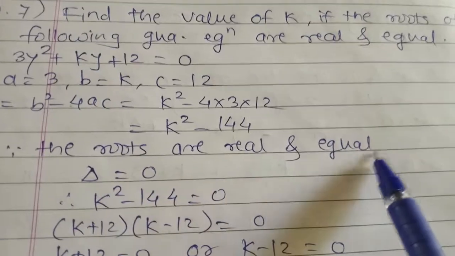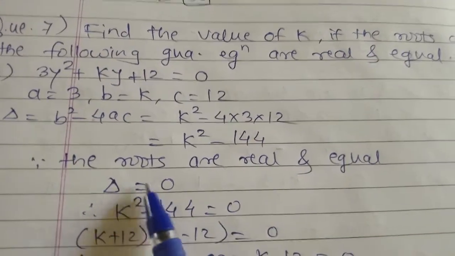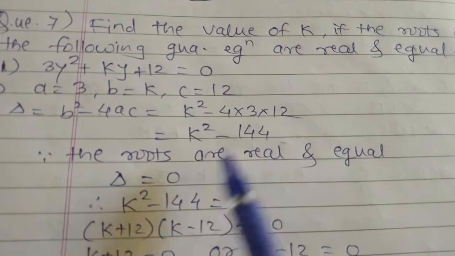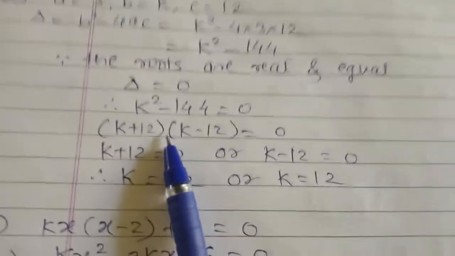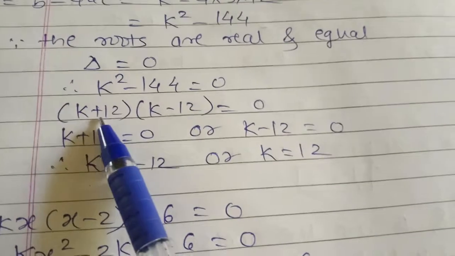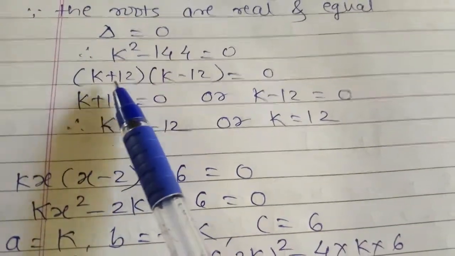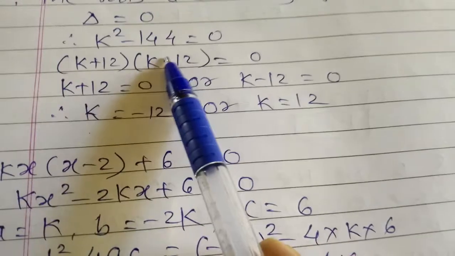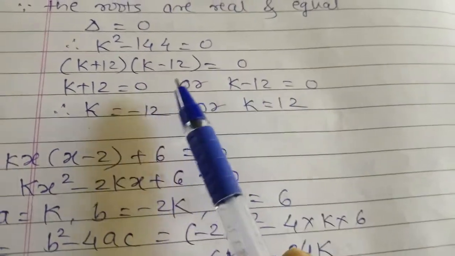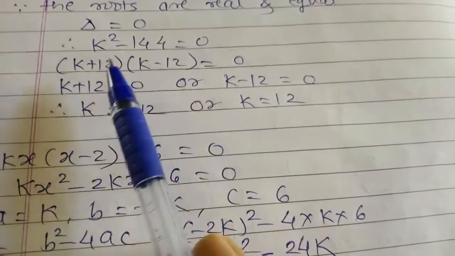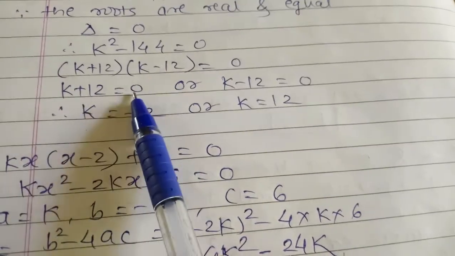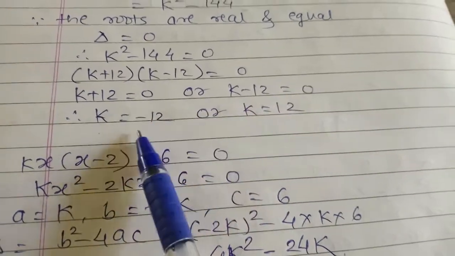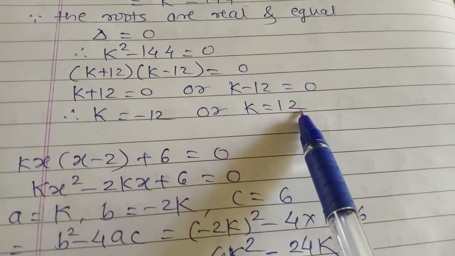The roots are real and equal, so the discriminant delta is 0. So we put k square minus 144 is equal to 0. Now we see the formula, a square minus b square, so we open it and get a plus b and a minus b. k plus 12 and k minus 12 is equal to 0. The product of these two brackets is 0, means either the first bracket is 0 or the second bracket is 0, so k plus 12 is equal to 0 or k minus 12 is equal to 0. So k is equal to minus 12 or k is equal to plus 12.